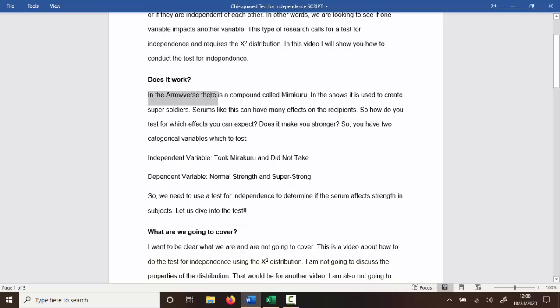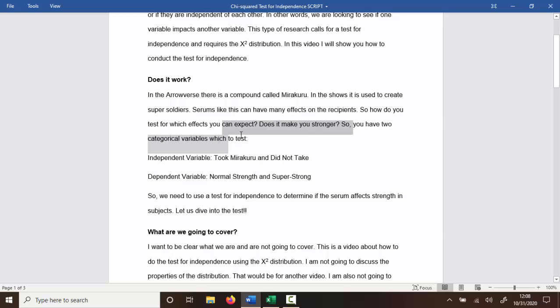Well, today in the Arrowverse, there is a compound called mirakuru, all right? And in the show, it's used to create super soldiers. Serum like this can have many effects on its recipients. So how do you test for which effects you can expect? Like, does it make you stronger?